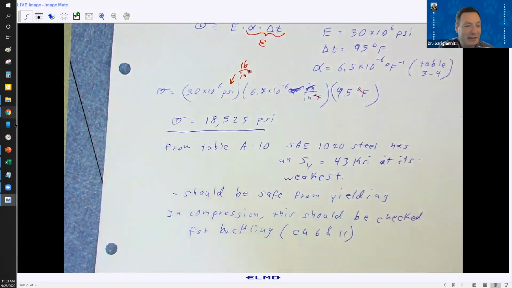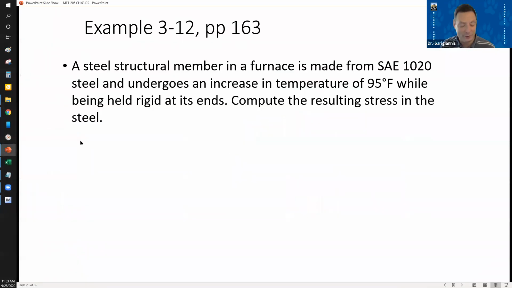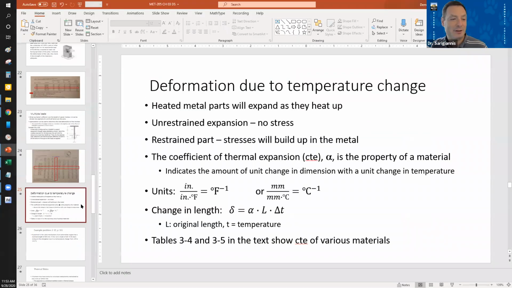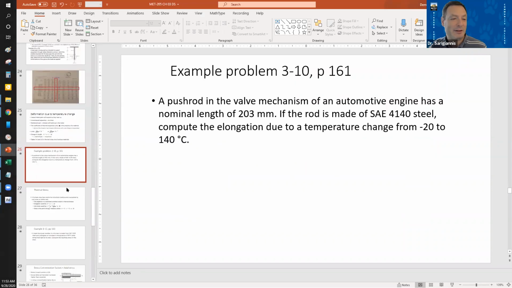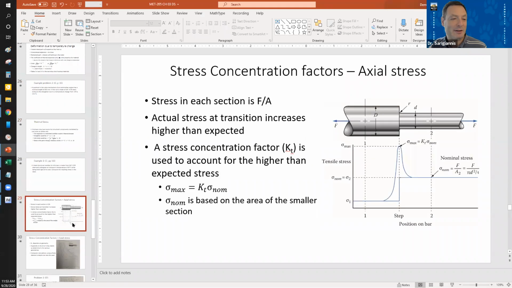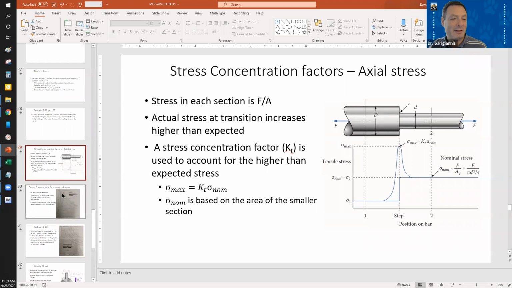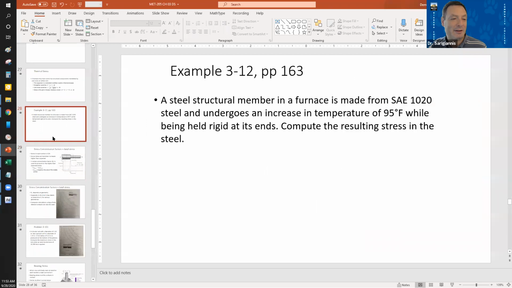So that's thermal expansion and the stresses it can cause. Let's see, we've got a few more examples to do here. What else do we have to cover? Thermal stress, we just did that. Oh yeah, stress concentration. So we'll do this on Wednesday. We'll continue on. All right, so that's all I have today.